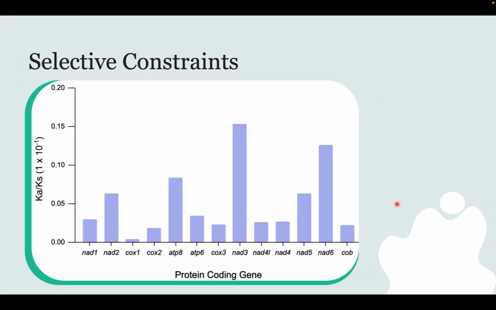So this figure here depicts the Ka-Ks ratios for 13 protein-coding genes in Trichocephala fasciata. All of the Ka-Ks ratios do not surpass 1, indicating that all the protein-coding genes are experiencing purifying selection. However, NAD3 and ADD6 automatically stick out because their values are comparatively larger when you look at the remaining 11 protein-coding genes, as their values are the ones closest to 1. What this means is that in NAD3 and ADD6, purifying selection is the weakest.